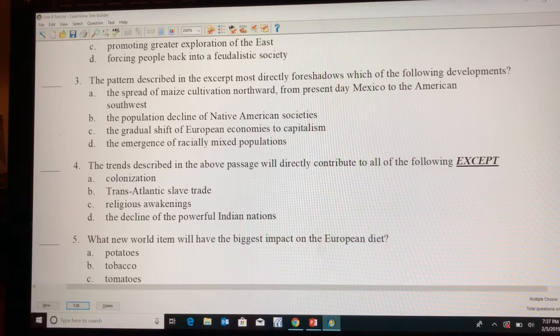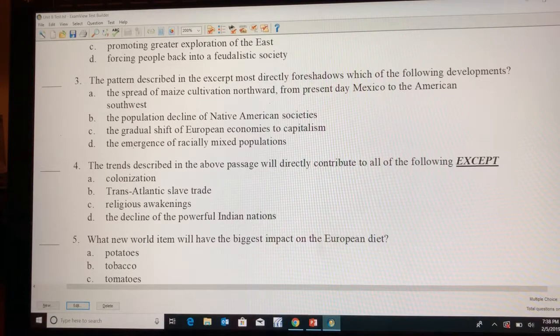Are we going to see the spread of maize cultivation northward from present-day Mexico to the American Southwest? Okay, well, isn't maize something already here? So that doesn't even, are the Europeans bringing over corn? No, so that's not right. Are we going to see the population decline of Native American societies because of what they brought, the food and pathogens? Is this going to be something that will happen in the future?